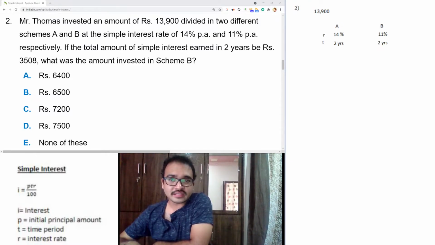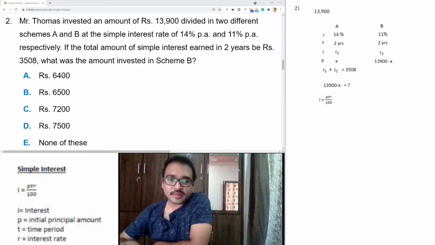total simple interest. That means, let us assume I1 and I2 are the interest for scheme A and scheme B. So I1 plus I2 is equal to 3508. What was the amount invested in scheme B? Let us assume the invested amount in scheme A be X. If this one is X, total amount is 13,900, so scheme B is 13,900 minus X. We need to find out 13,900 minus X.